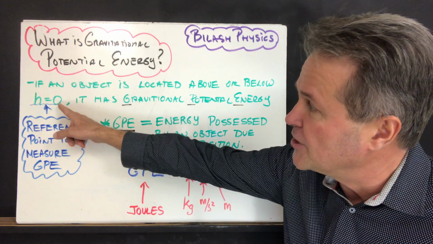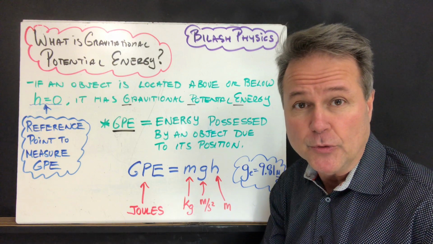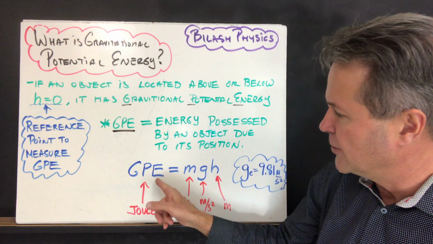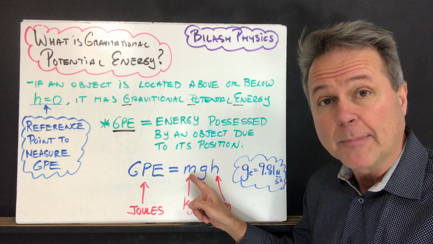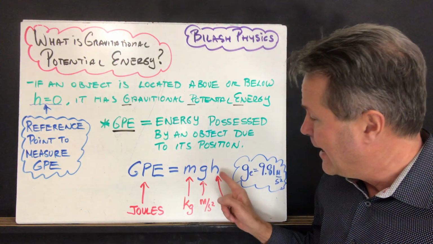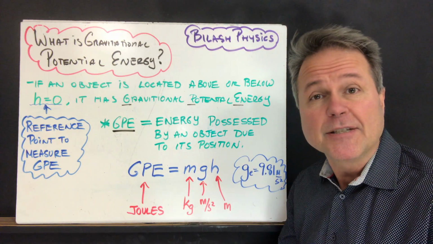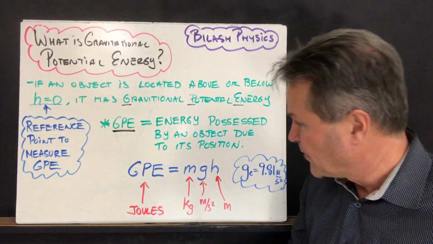You see, this h is equal to 0 is merely a reference point that we arbitrarily choose. Now, the gravitational potential energy of an object depends on three things. It depends on the mass of the object, the acceleration due to gravity on the particular planet, and h, the distance from the reference point, h is equal to 0.